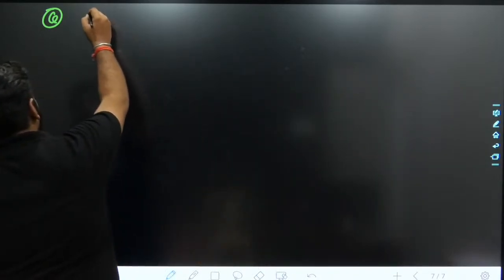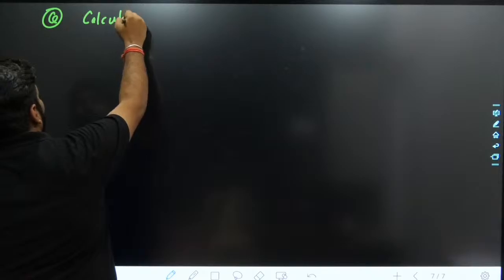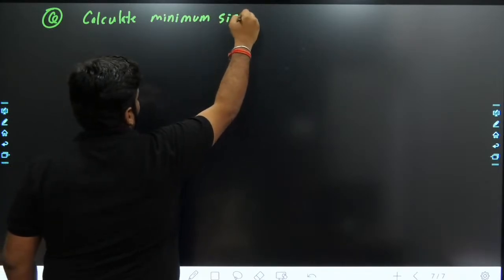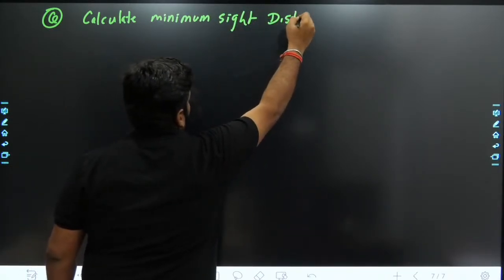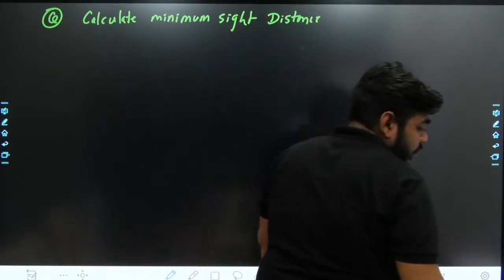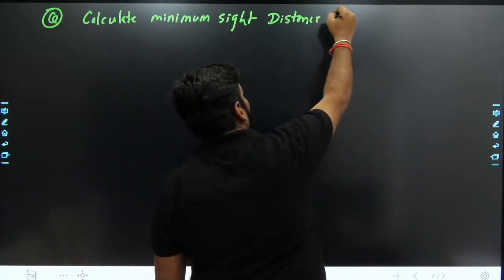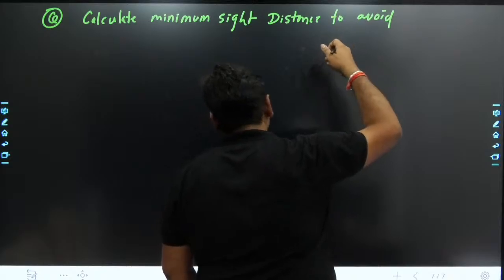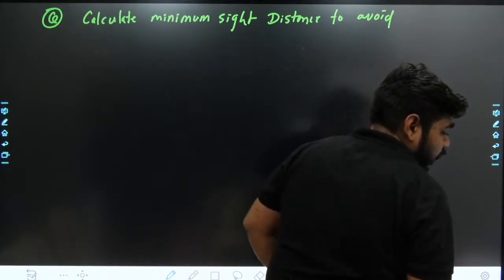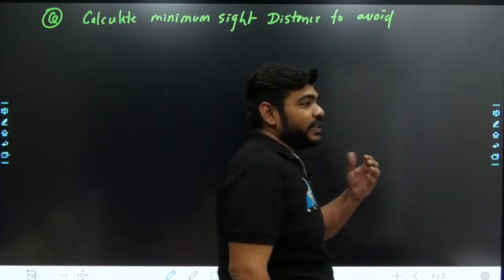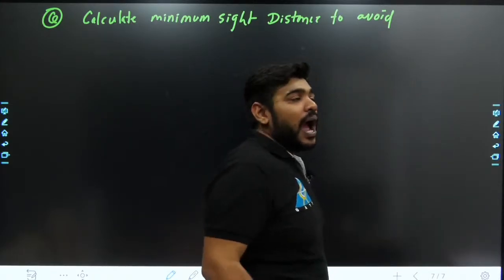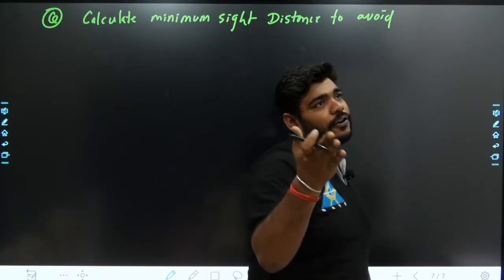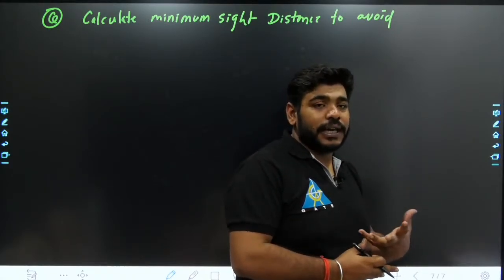Calculate minimum side distance to avoid. Just try to do it by yourself. I think it can be done very easily. But you need to focus more on the thought of giving it another chance by some other method. Fine. I'll tell you a different method for it, and it will be clear to you why we can't use a relative velocity concept here.